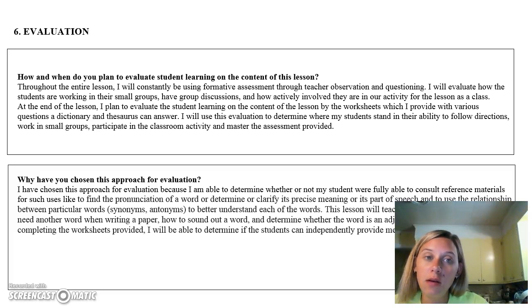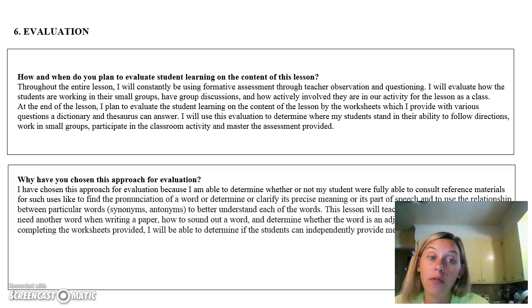At the end of the lesson, I plan to evaluate the student learning on the content of the lesson by the worksheets which I provide, with various questions a dictionary and thesaurus can answer. I will use the evaluation to determine where my students stand in their ability to follow directions, work in small groups, participate in the classroom activity, and master the assessment provided.